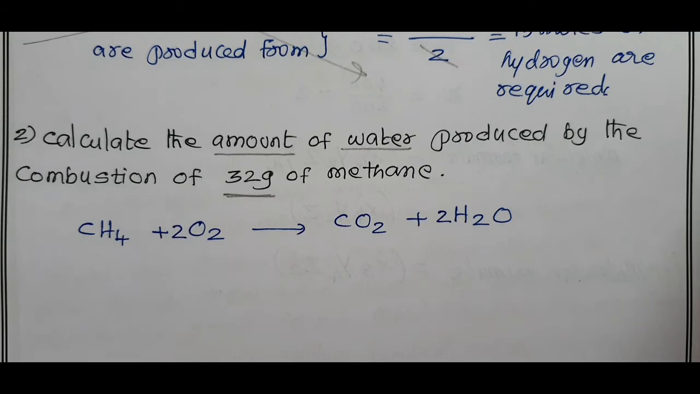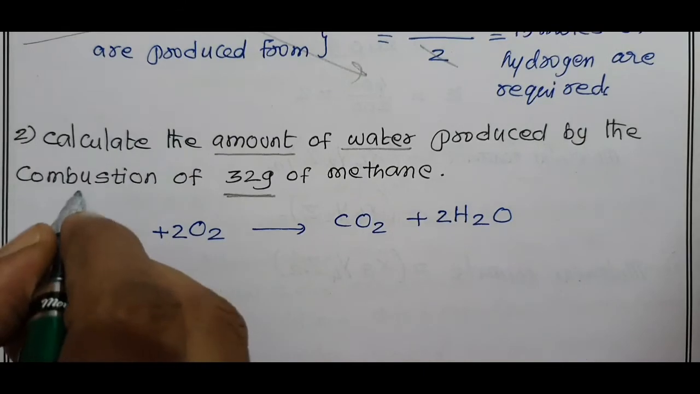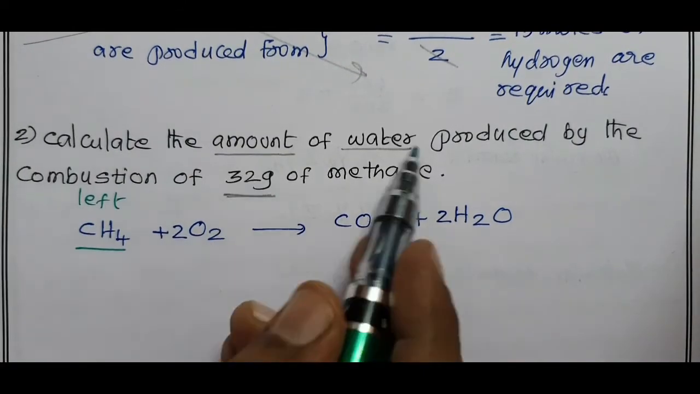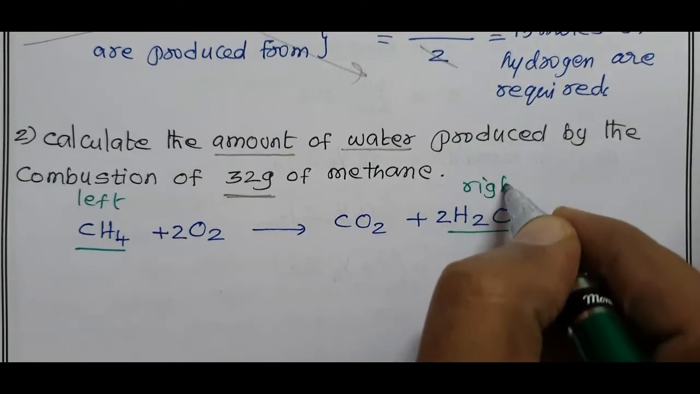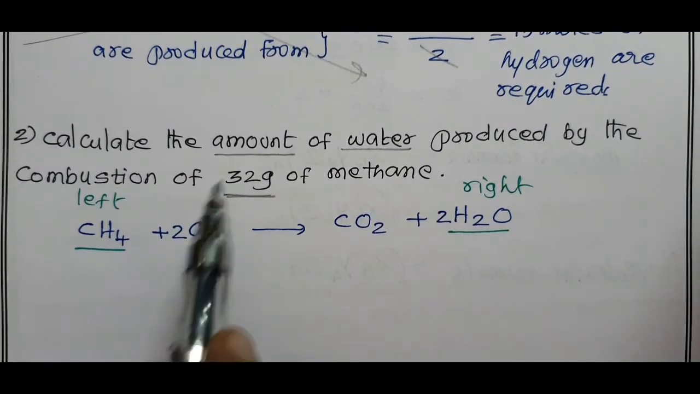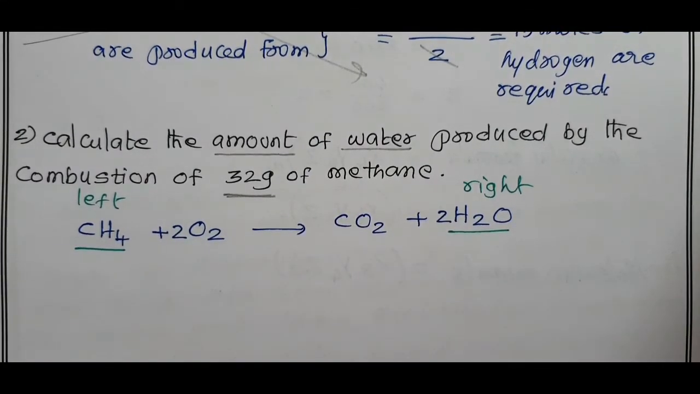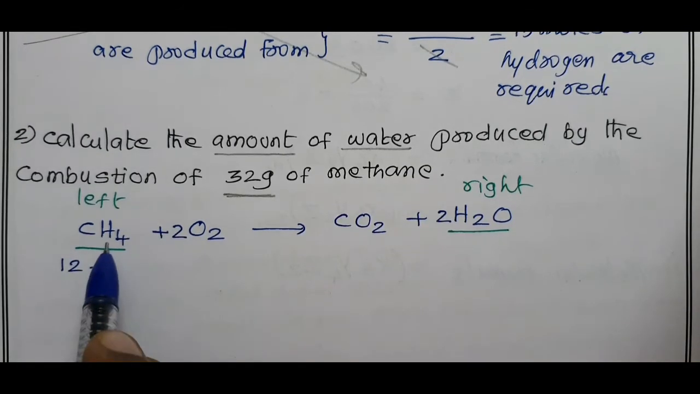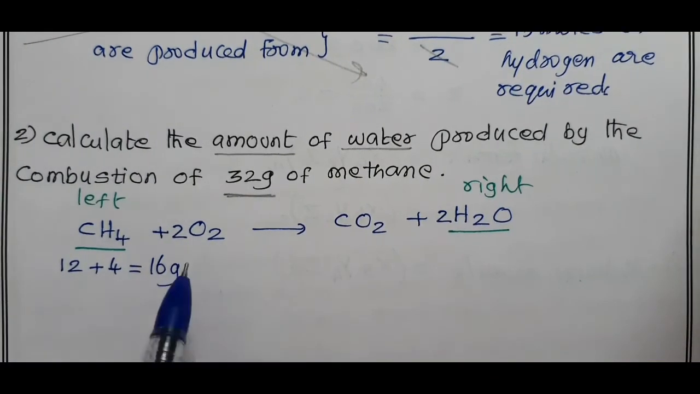What is the given value? Given value is methane. This is the given value. Therefore, when you write this sentence, this should be in the left hand side. What is the question value? Amount of water, H2O. This is our question value. This should be on the right hand side. In our problem, amount is given. Therefore, we have to calculate amount from the equation, given value, and for the asked value, we have to calculate the molecular mass. Carbon atomic mass 12, 1 carbon 12 plus 1 hydrogen atomic mass 1, 4 hydrogen 4, that is equal to 16 gram of methane on burning gives.